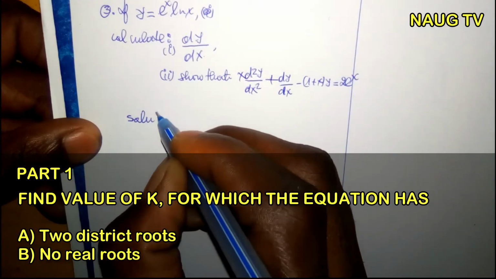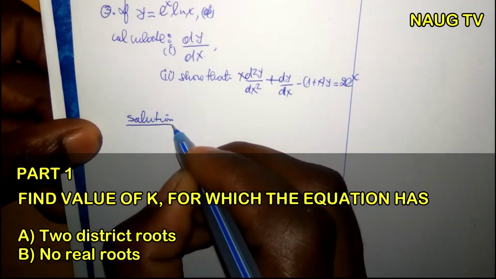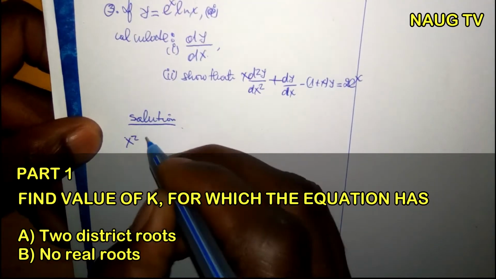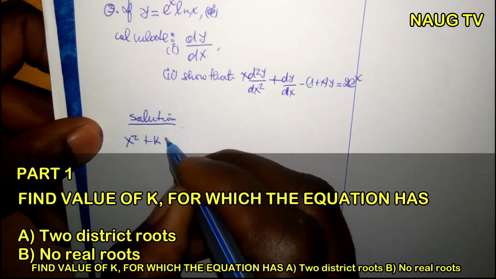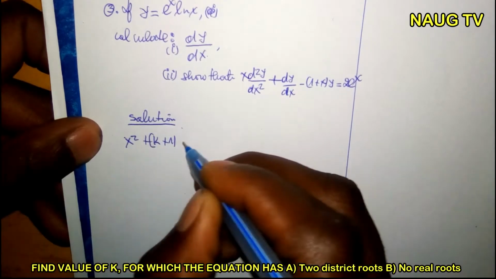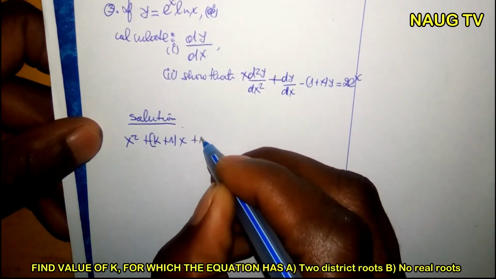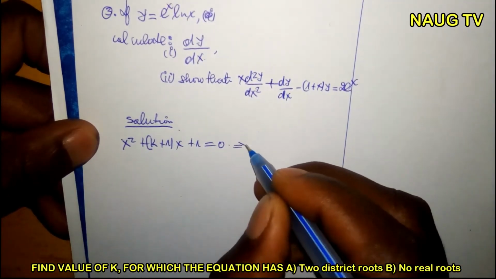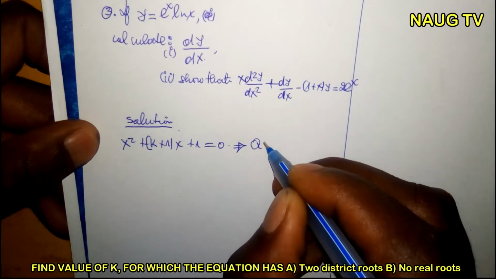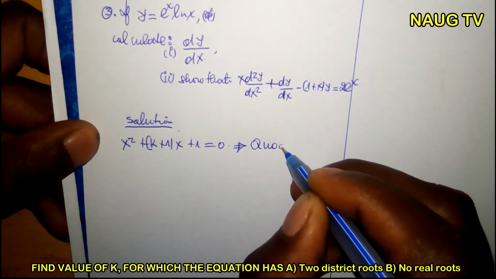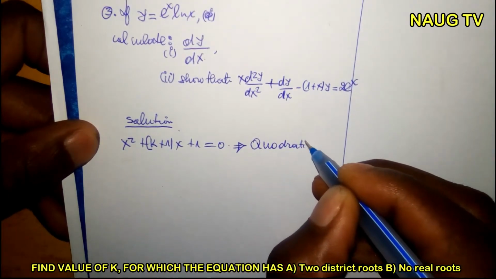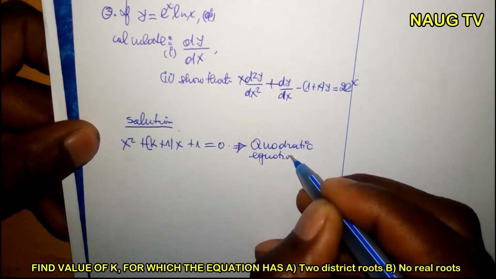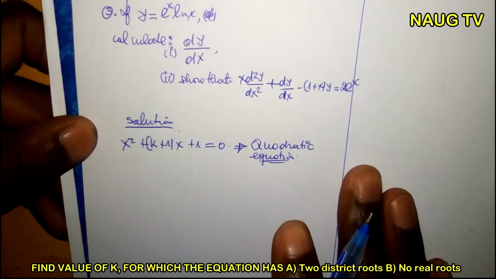Solution. Now the equation is x squared plus (k plus 1) times x plus 1 equals 0. I think simply this is a quadratic equation. Okay, yeah.